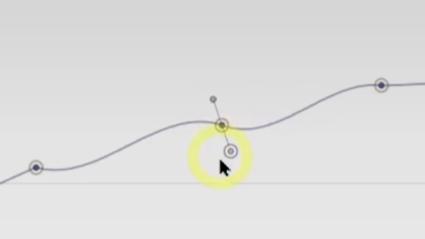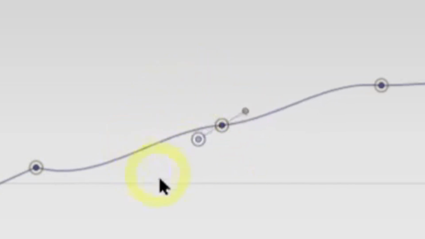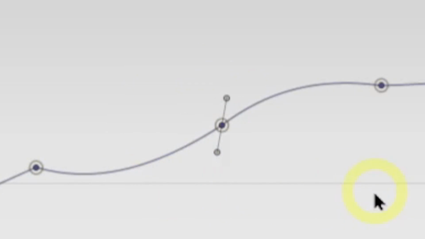You'll notice that as I move one Bezier handle node, the other one moved in opposition. This is because the difference between manual and split manual is that with split manual, the handles move independently. With manual, the handles move in unison.